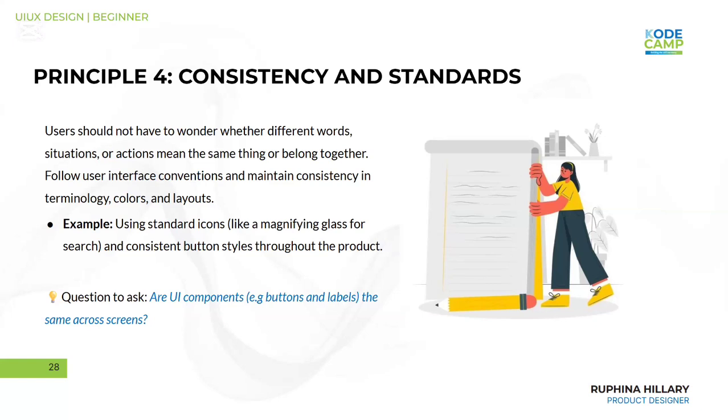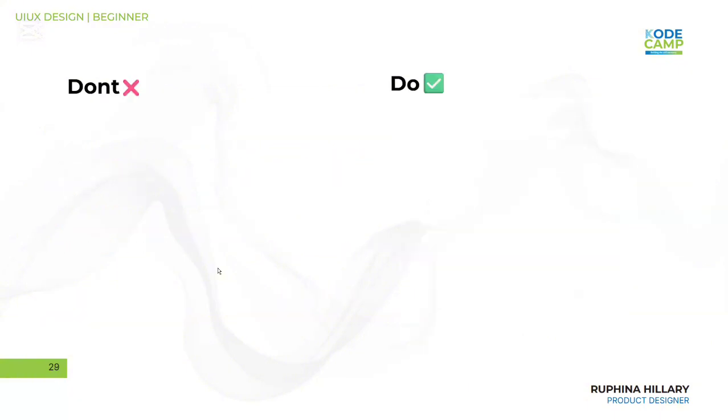If I'm using a round button, it should be round everywhere. I should not use a round button, then at a point feel like using a square button. So the question you should be asking yourself here is, are UI components the same across all screens?